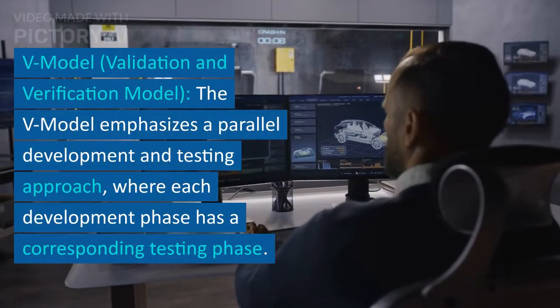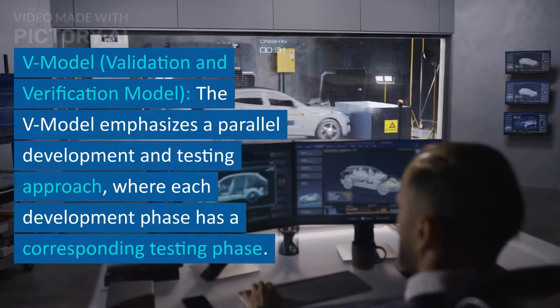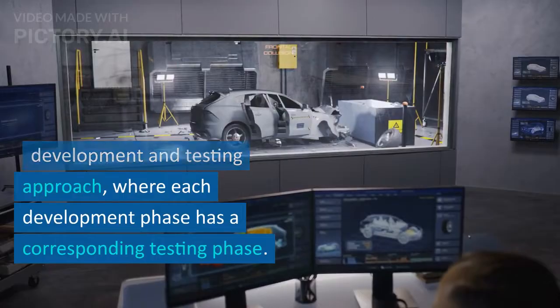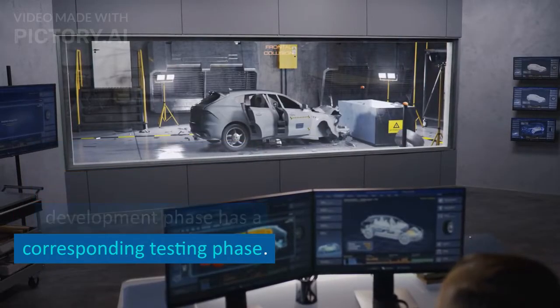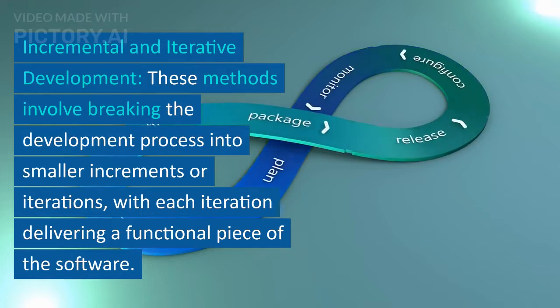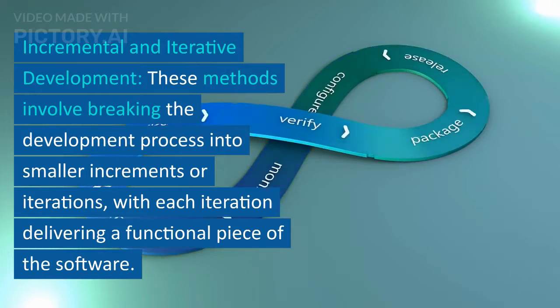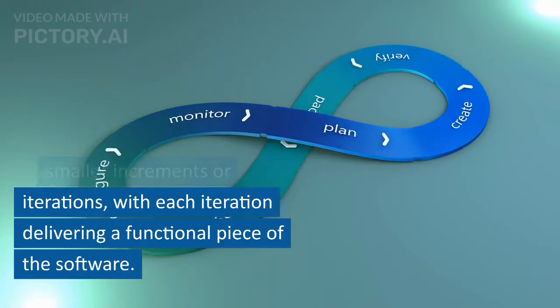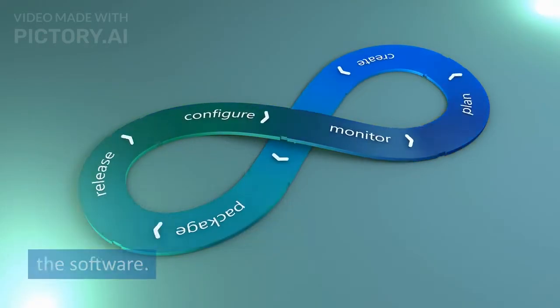V-Model. Validation and Verification Model. The V-Model emphasizes a parallel development and testing approach, where each development phase has a corresponding testing phase. Incremental and iterative development. These methods involve breaking the development process into smaller increments or iterations, with each iteration delivering a functional piece of the software.